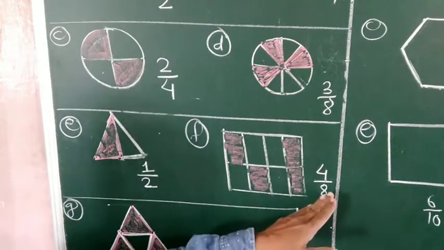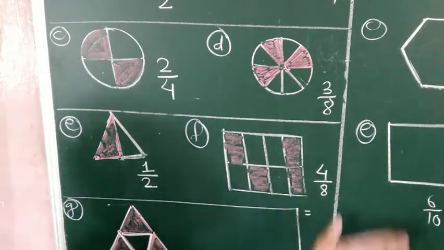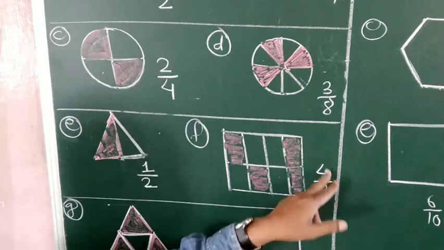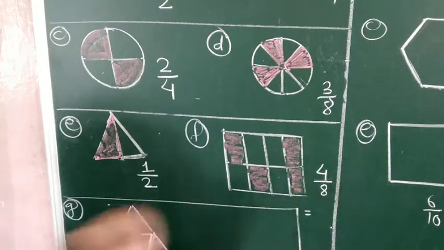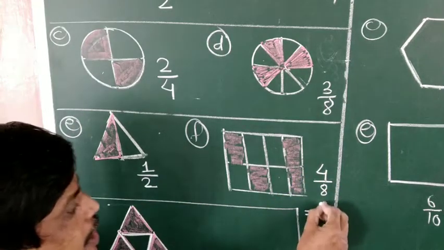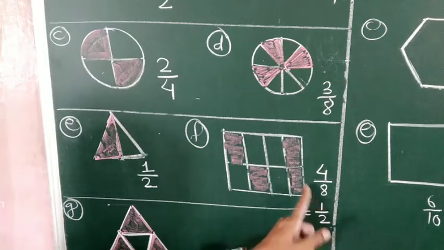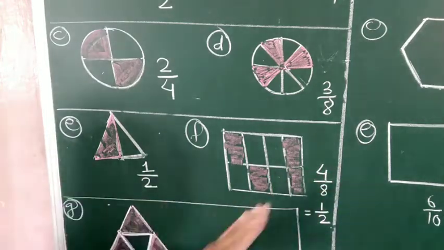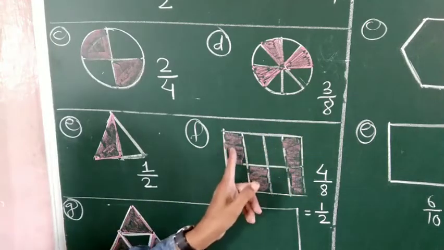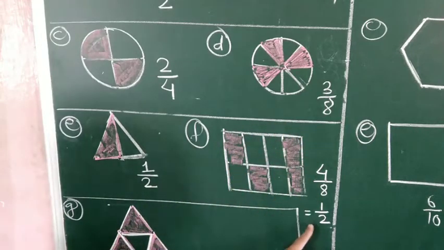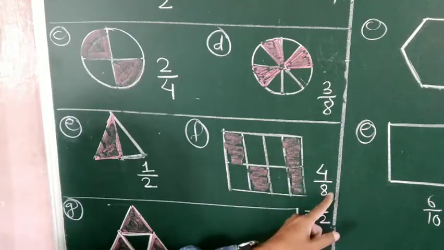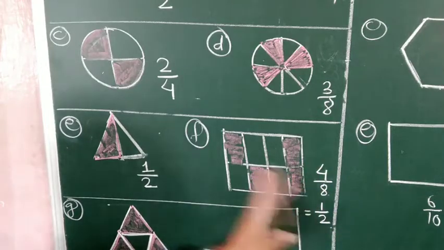So dear students, 4 by 8 means 4 out of 8. This means, what is this 4? 4 is half of the 8, no? So you can write in short form it is 1 by 2. This means that 4 by 8 and 1 by 2 are both equal here. So indirectly we can say that the half part of this shape is colored. 4 parts out of 8 means half part of this shape is colored here.